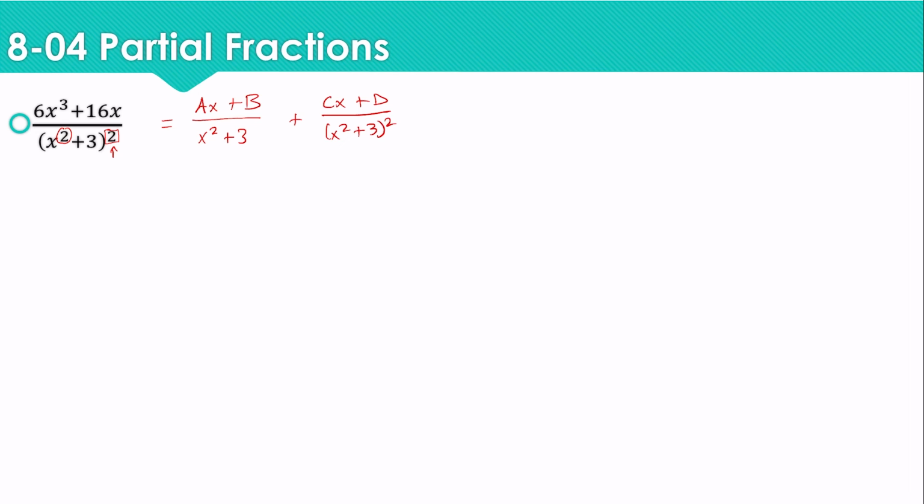So we split it up. Now we multiply by the lowest common denominator, which is always the denominator of the original function. So it cancels on the left. The a and the b, one cancels, so it's ax plus b times x squared plus 3. For the c and d, the entire denominator cancels.